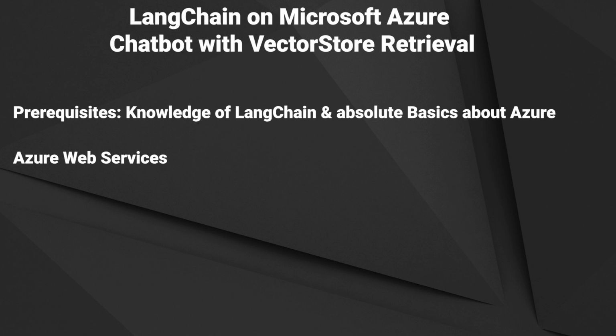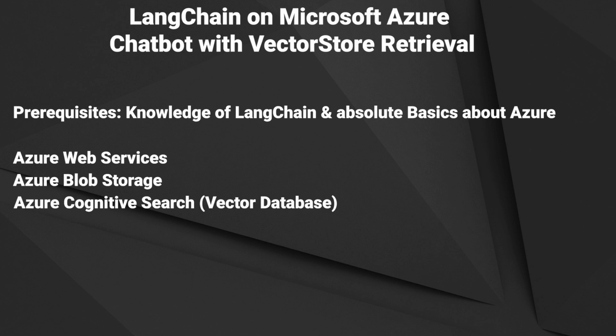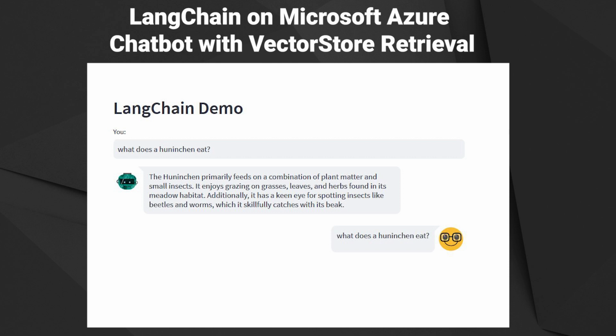We will use Azure Web App, Blob Storage, Azure Cognitive Search as vector database and Azure Container Registry for a Docker image. This is the result, just a little website that allows a user to chat with a database, all deployed on Azure. You can find the code in the description. Okay, now let's first start with Azure.